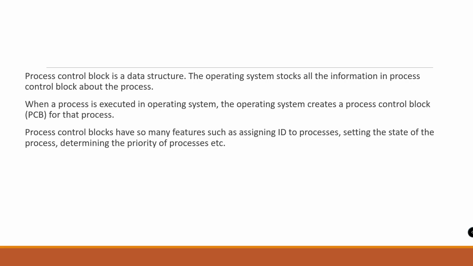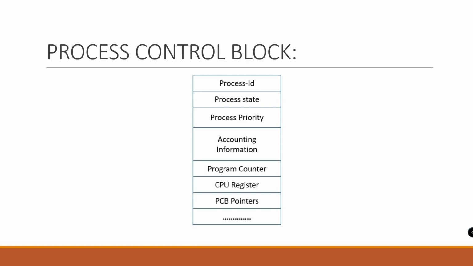And let's see a diagram about process control block and try to figure out its features. As you can see here, there is a whole PCB. Each stage of the PCB has different features, and when we compound them, we will get this. These stages are process ID, process state, process priority, accounting information, and so on.